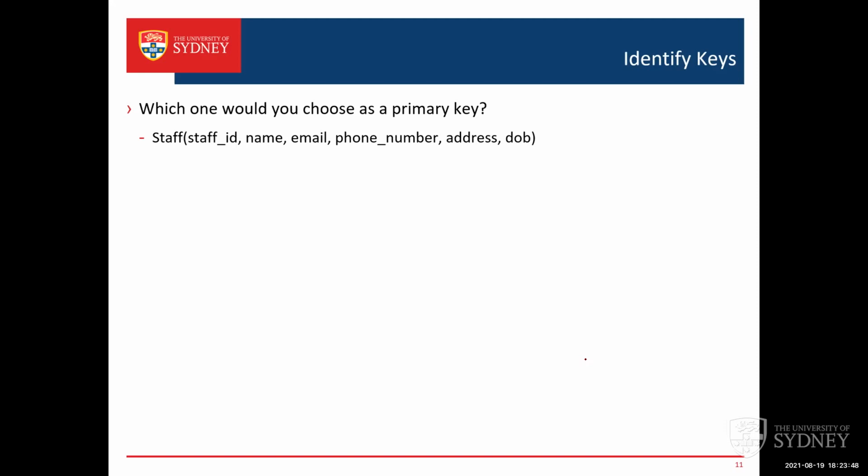Now I have to figure out what would be the candidate key. What are the candidate keys in this table? Someone is saying all of them. No. So a lot of people are saying name could be a candidate key. Can name be a candidate key?